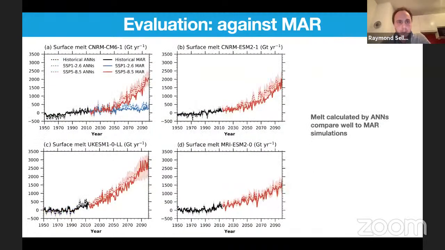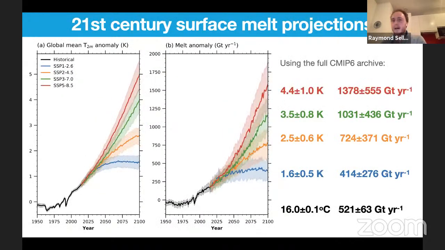When I use these two variables, I again compare against MAR for the same climate models. The dotted line is the melt calculated by the neural network, and the solid line is the melt calculated by MAR. As we can see, it agrees fairly well with the MAR simulated melt. Then I use the full CMIP6 archive of snowfall and near surface temperature and run them through the neural network. First we can look at the global mean near surface temperature anomaly, for the historical, SSP1, SSP2, 3, and 5. These are anomalies against the 1979 to 1998 climatology.